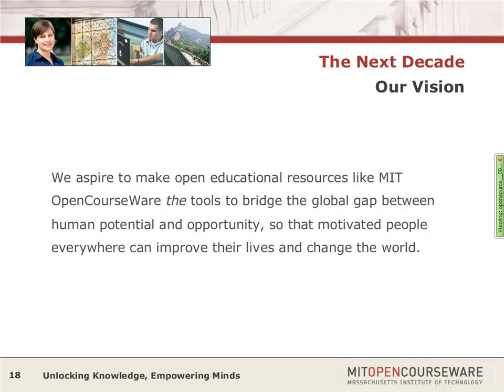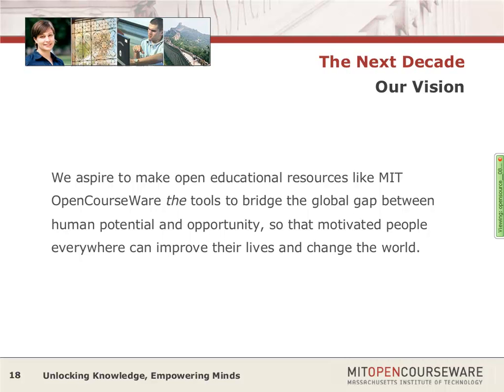So let me wrap up. We're proud of what we've accomplished, but it's clear that there are many opportunities to build on what we've done and what other developments are occurring in the ecosystem at this point. We've recognized through our work that human potential is universal. The opportunity to develop that potential is not.